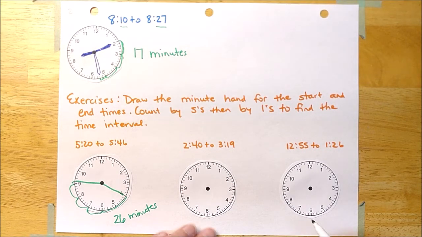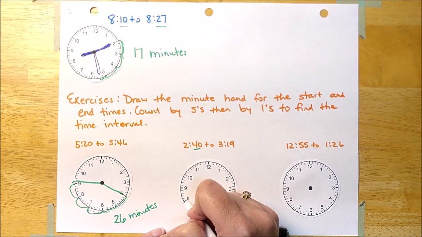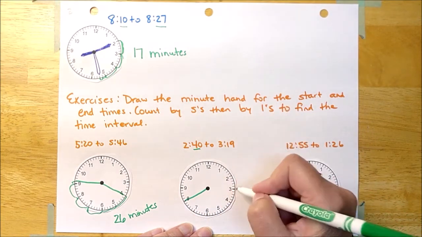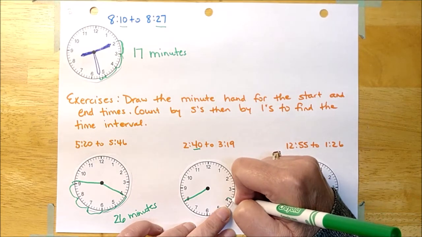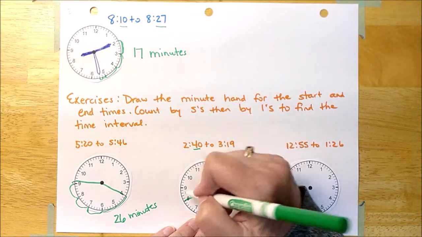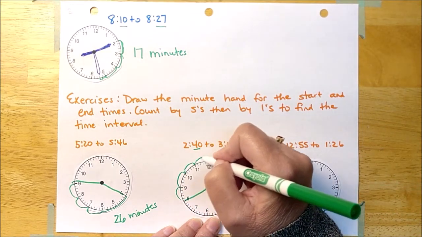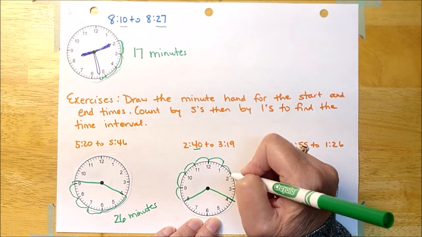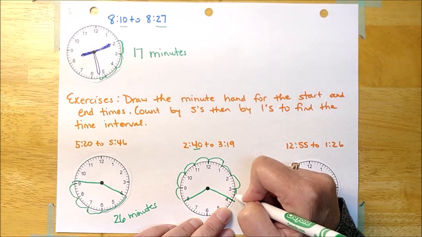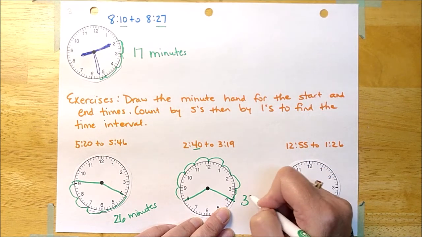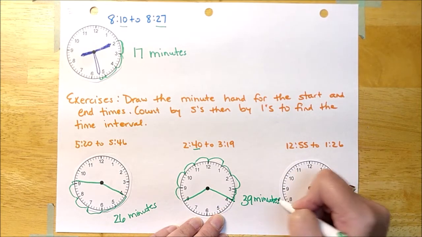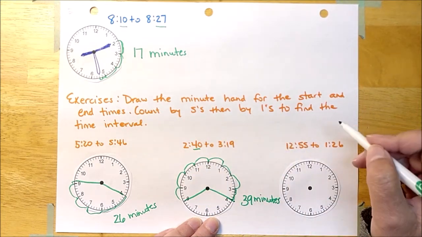Keep it up. So this goes from the 40, which is right here, to the 3:19. So 19, that's 15. That would be right here. The 3:19 is right there. So I remember to go clockwise. 5, 10, 15, 20, 25, 30, 35, 36, 37, 38, 39. 39 minutes went by to get from 2:40 to 3:19.